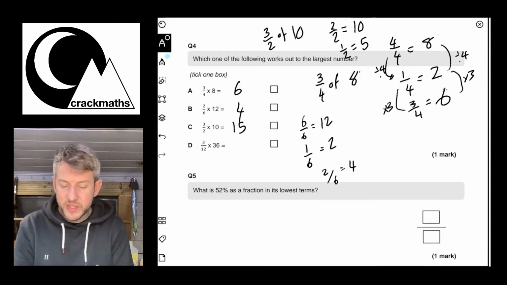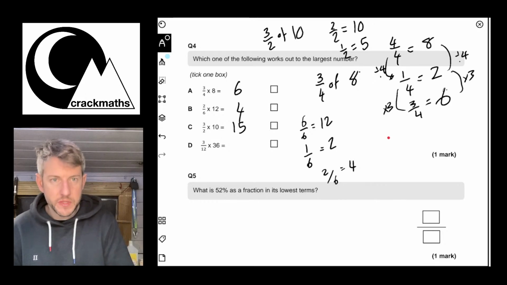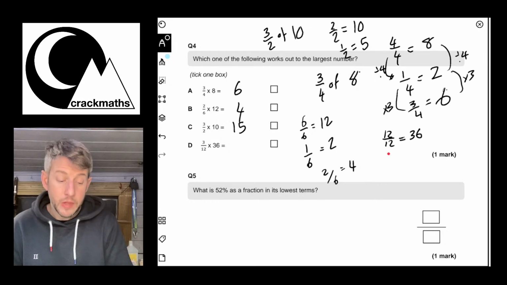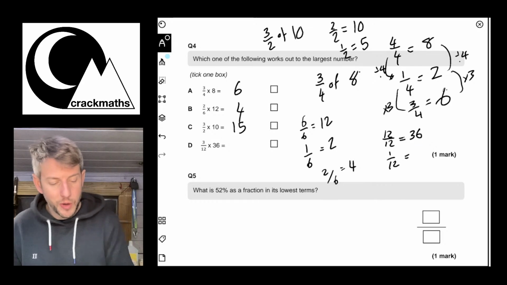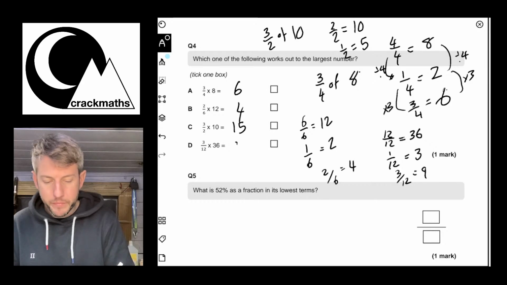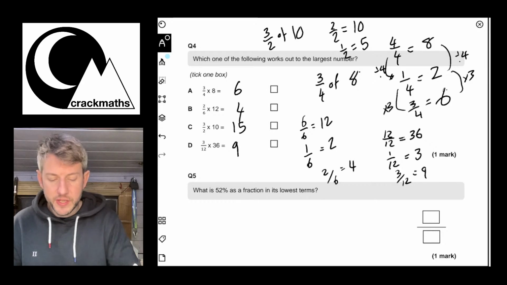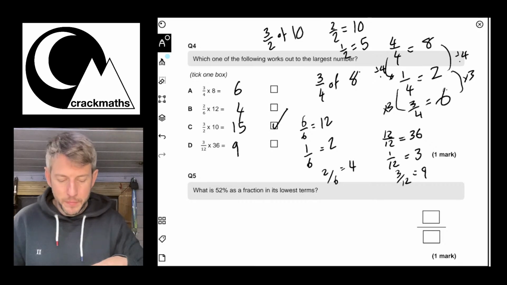And this last one here, we've got 3/12 of 36. So 12/12 equals 36. That's the whole. 1/12 would equal 36 divided by 12, so that's going to be 3. And then we want 3 of those. So 3/12 would be 3 lots of those, which would be 9. So which one works out to be the largest number? It's this one here. So we can give a tick by C.